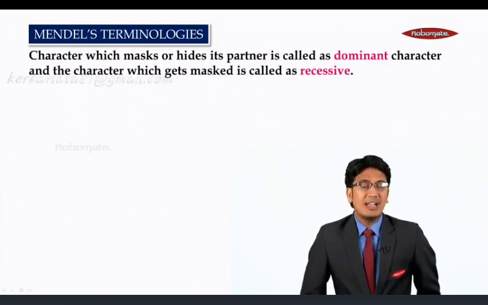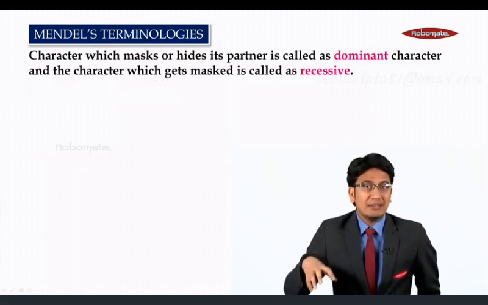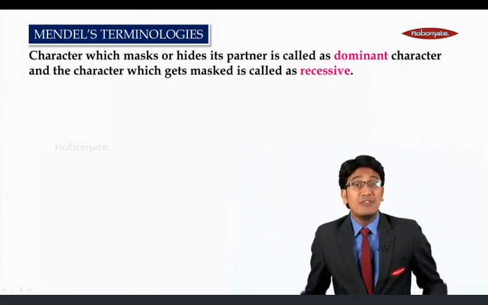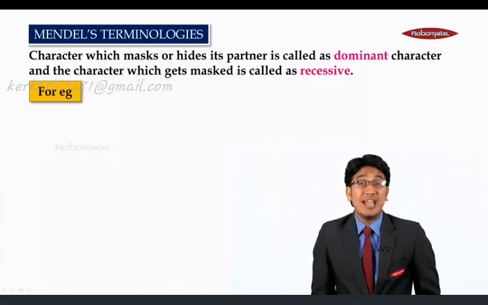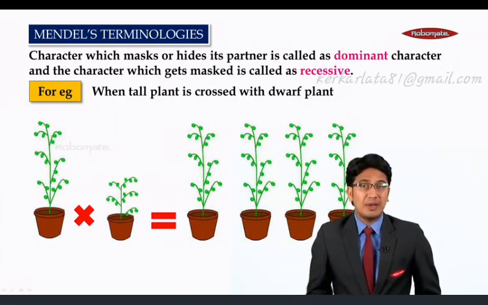He said, the character which masks or hides its partner is called a dominant character, and the character which gets masked is called recessive. For example, when a tall plant was crossed with a dwarf plant, what you got in the first generation were all tall.